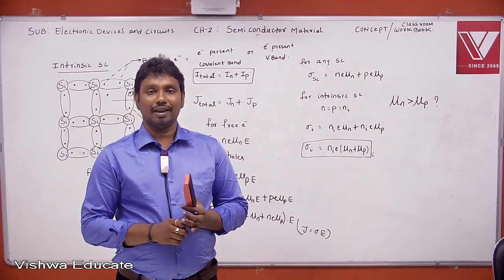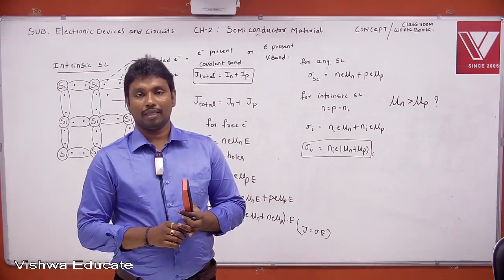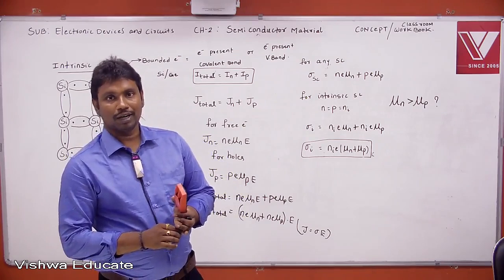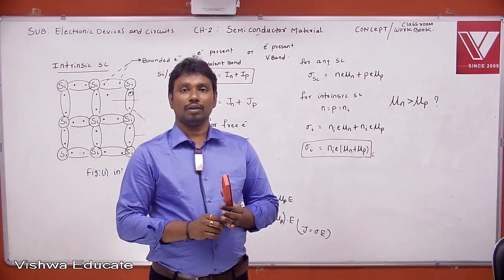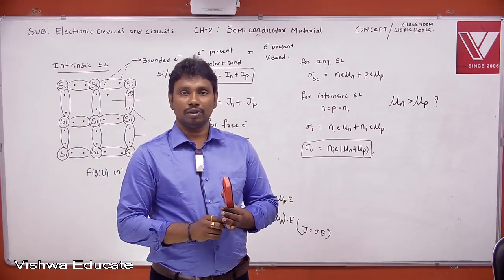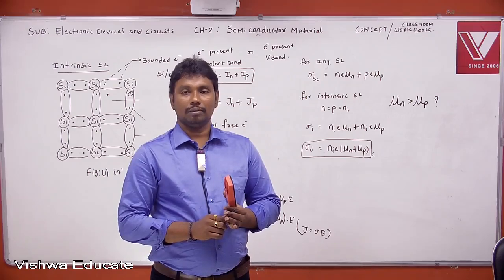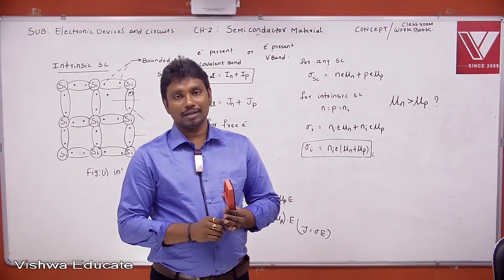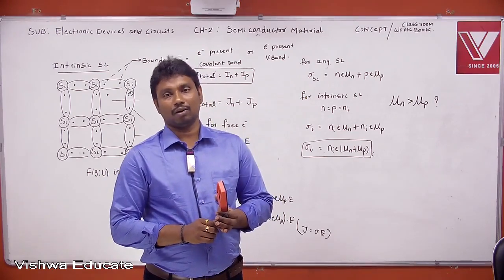Mu n is greater than mu p because whole current is due to bounded electron, but bounded electron cannot move like a free electron.